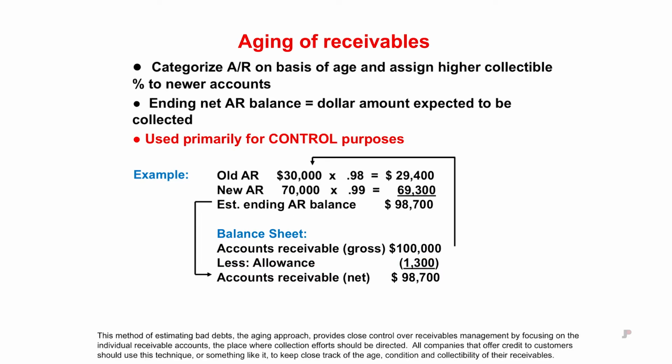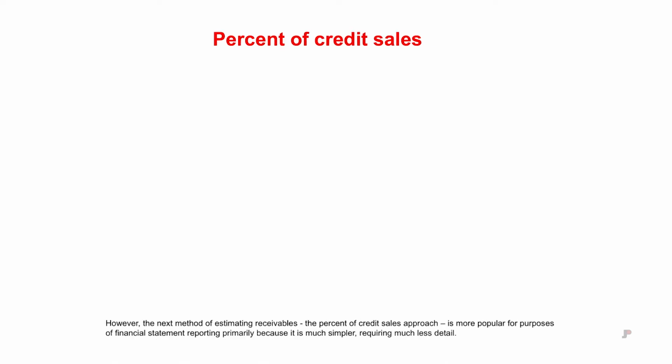This method of estimating bad debts, the aging approach, provides close control over receivables management by focusing on the individual receivable accounts, the place where collection efforts should be directed. All companies that offer credit to customers should use this technique or something like it to keep close track of the age, condition, and collectability of their receivables.